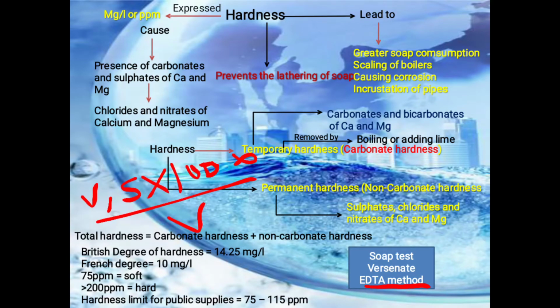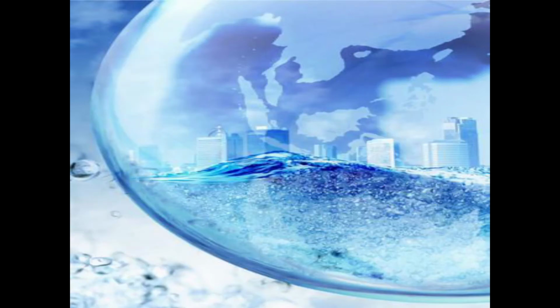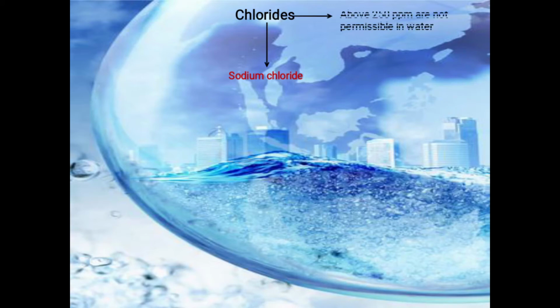Next, chlorides. Chlorides are usually present in water in the form of sodium chloride, and these impart a salty taste to water. The natural water near the mines and sea dissolves sodium chloride. Similarly, the presence of chlorides may be due to the mixing of saline water and sewage in the water. Excess of chloride is dangerous and is unfit for use. The chloride content can be reduced by diluting the water. Chlorides above 250 ppm are not permissible in water.